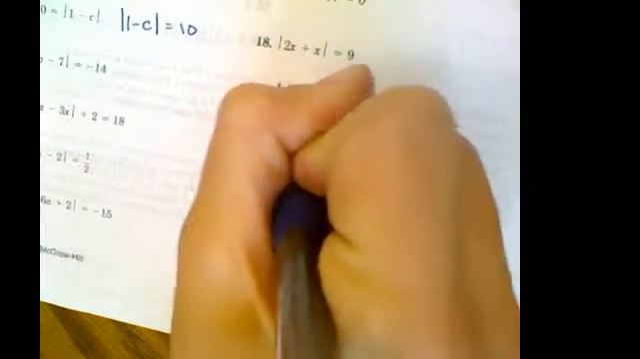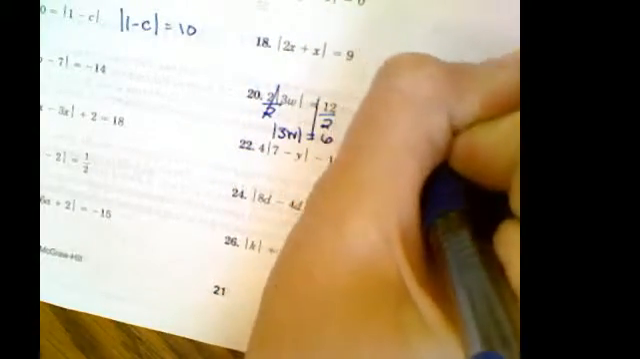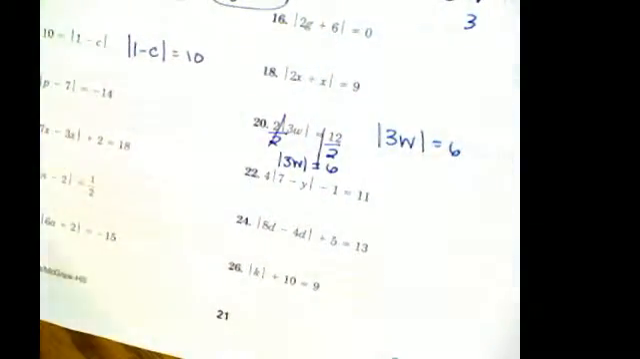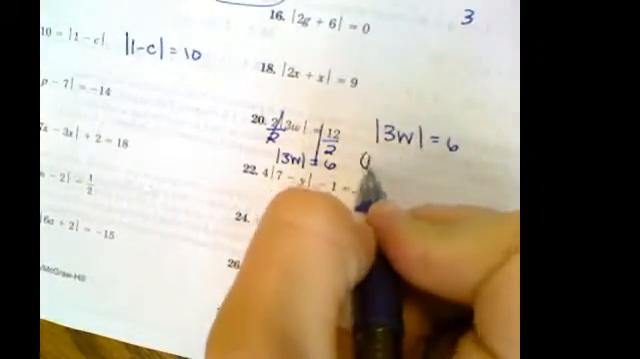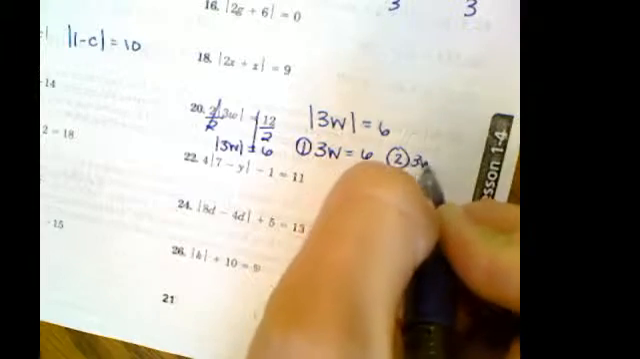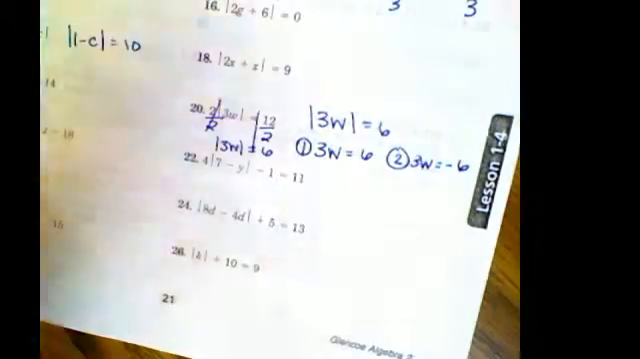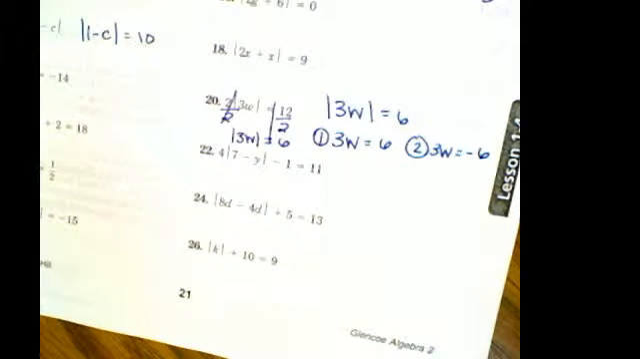So really what we have is the absolute value of 3w equals 6. And now you're back exactly to what we did on example 13. Split it into two equations. 3w equals 6. I'm sorry, I said three equations. I meant two. I was already reading the three. 3w equals 6, and your second equation is 3w equals negative 6. And all you have to do is solve, okay? So let's see.